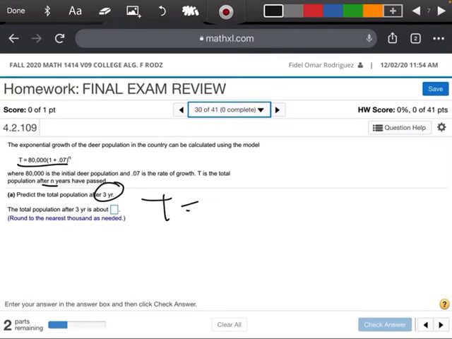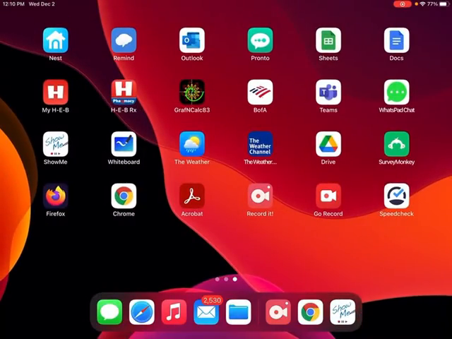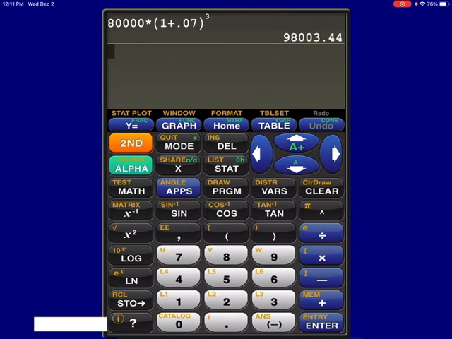So guys, this is going to be a straight calculator type problem. I'm going to write 80,000 (1 + 0.07)^N. N is the number of years, and we're looking at 3 years. So I'm going to enter this part directly into my calculator. Let me get my calculator going. Let me clear all this out. So I have 80,000 times (1 + 0.07) raised to the power of 3. I'm going to hit enter.